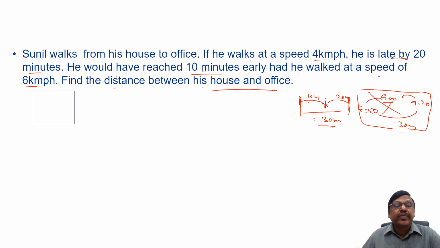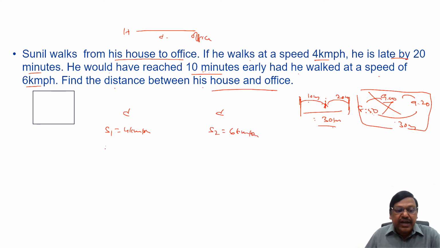But he is reaching his office in both cases, traveling from house to office. House to office means in both cases the distance is the same. But first time the speed is 4 kilometers per hour. Second time the speed is 6 kilometers per hour. The time here is distance by speed, d by 4. The time here is d by 6. But you know 8:50, 9:20, the difference is 30 minutes.